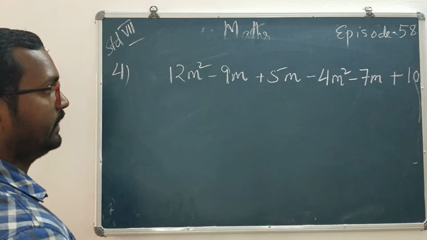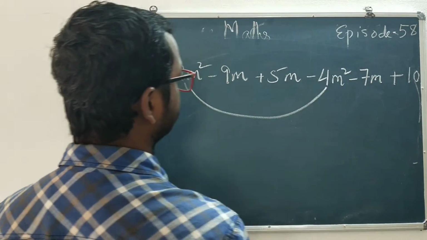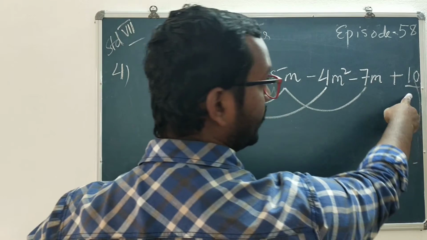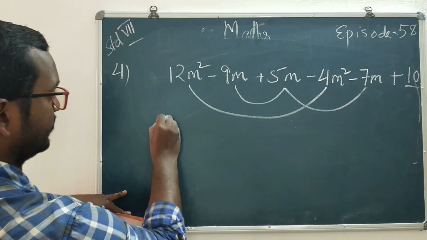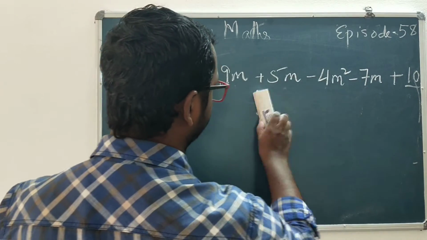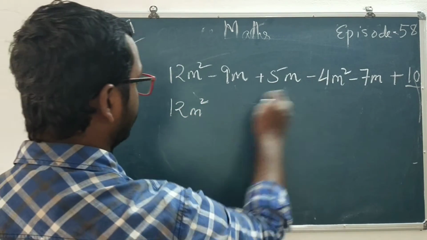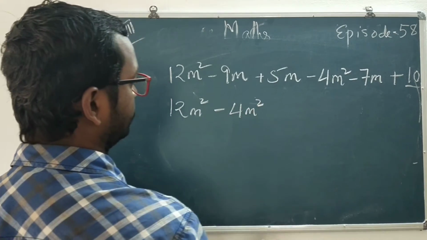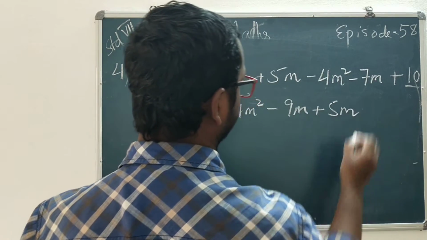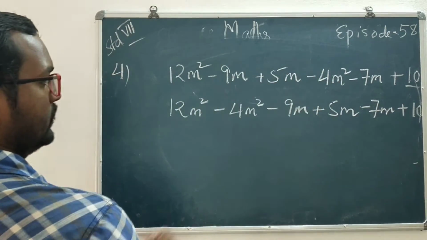Now in that we have to find the like terms. So let's start with collecting the like terms. So this is one like term, these two are one like term, and then we are left with one constant value which is 10. So let's bring the like terms together: 12m square minus 4m square minus 9m plus 5m minus 7m plus 10.